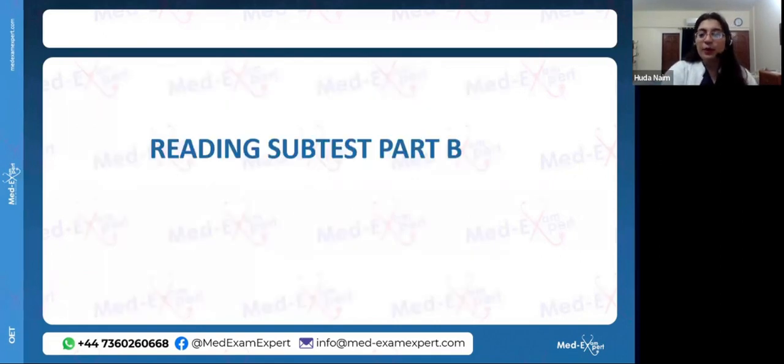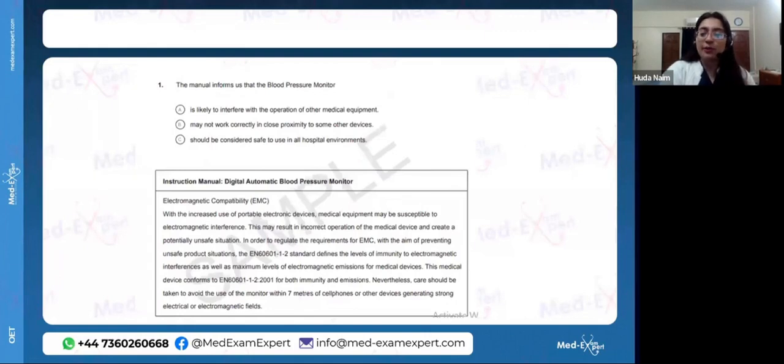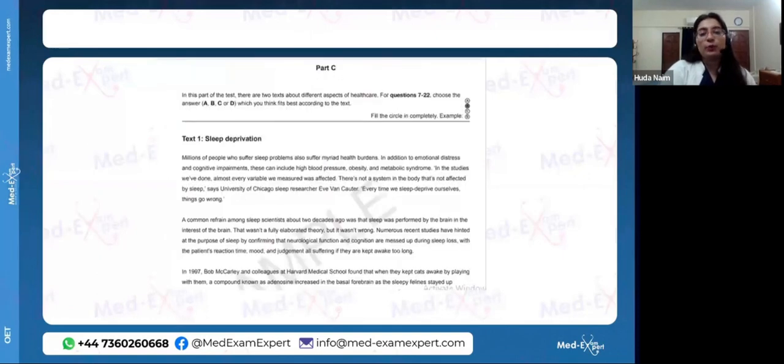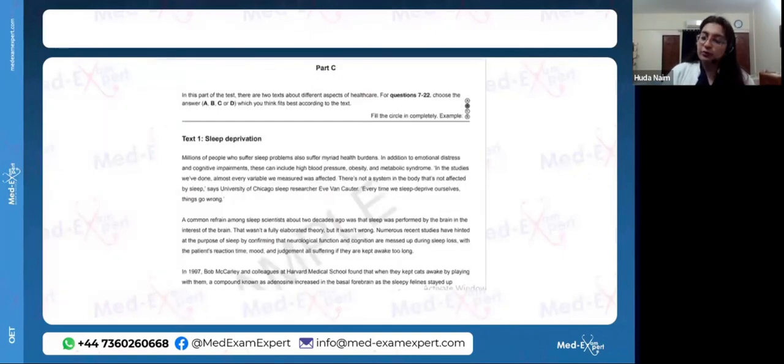Then reading part B will have a question with a short passage. You have to read the passage and answer. There will be 6 different passages with 1 question from each passage. And then the reading subtest C will have 2 long passages around 1,000 words. You have to read the passage and answer the questions corresponding to those.